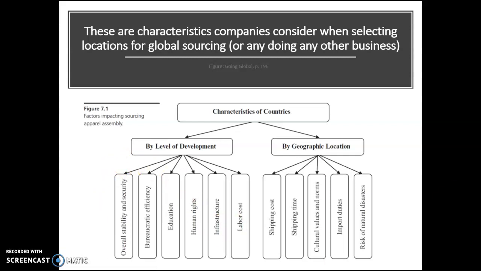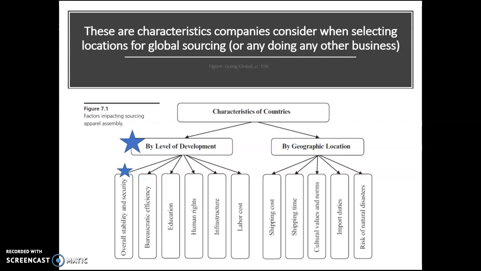So first off, we are going to talk about level of development. First, overall stability and security. You'll see a map for this. I'm going to show you this in your handout in a moment, but we've actually already looked at this map in class. Overall stability and security is talking about whether the country is stable enough economically that they're not struggling with poverty, for example.